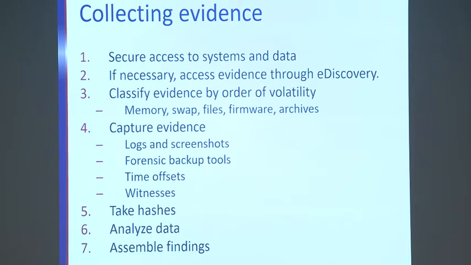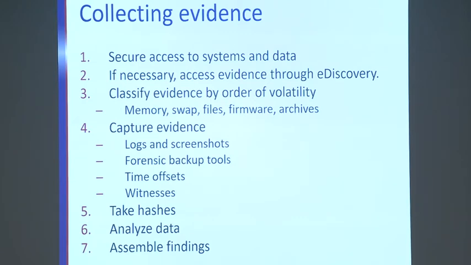So we need to know what are the different memories that I have and the order of volatility. So I need to classify that evidence by order of volatility. I need to capture that because the stuff that is most volatile, the moment I shut down my system, guess what? I'm never going to see that again. Once I shut down that system, I'm never allowed to turn it on again.